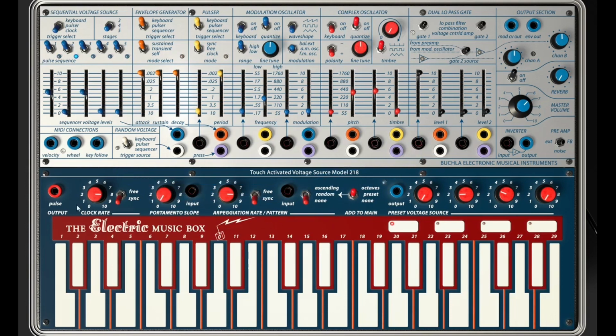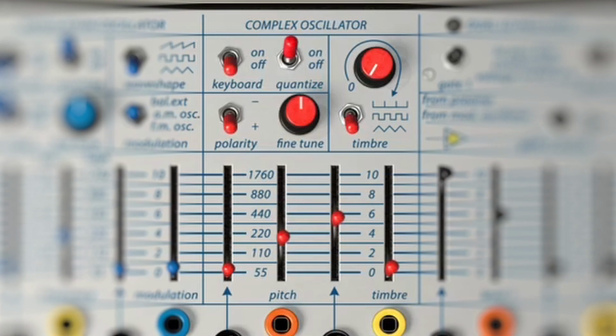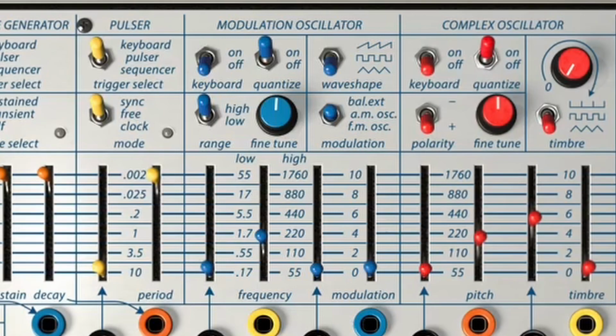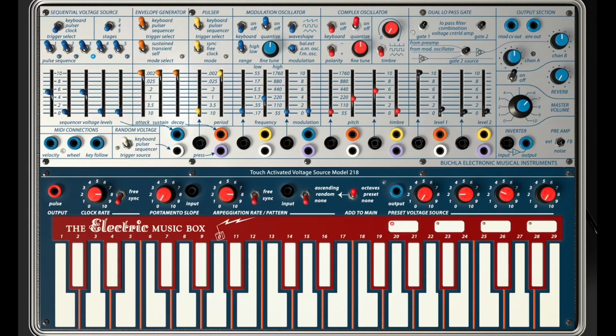The two most important components are the oscillators here, and this one is called the complex oscillator and the other one here is the modulation oscillator. So we are in the frequency modulation world. The complex oscillator is the primary audio source and delivers a sine wave and a blendable more complex waveform, and we can choose between pulse, square and triangle here.